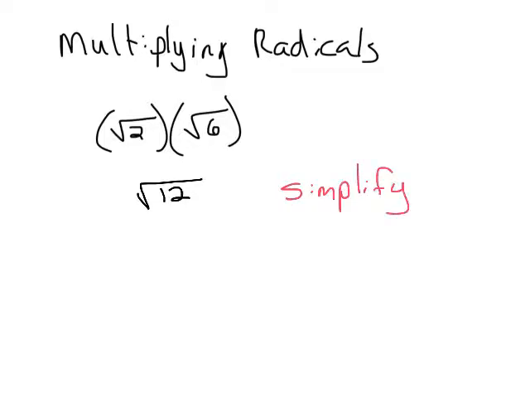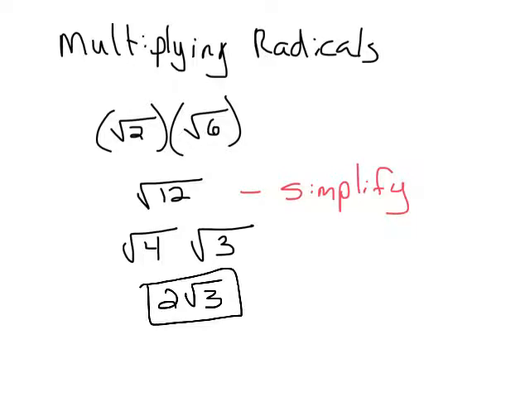So to simplify, I've got to put down my two radical symbols. The largest perfect square that is a factor of 12 is 4. So I break the 12 up into a 4 and a 3. I take the square root of 4, and I end up with 2 radical 3. So we multiply and then we simplify.